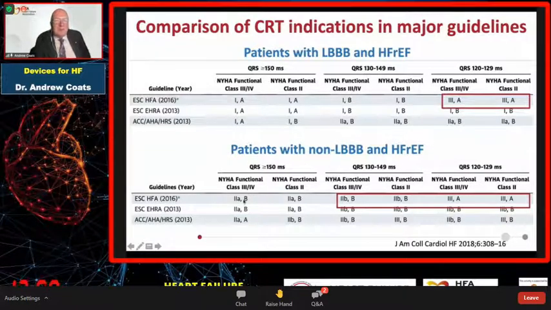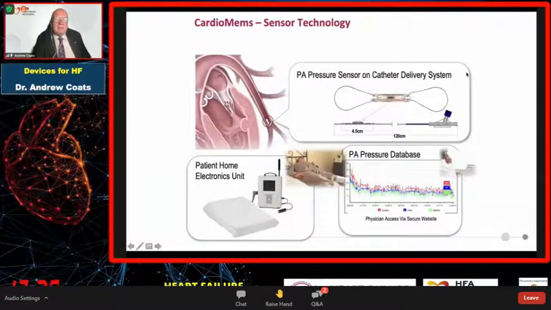The recommendations are slightly softer in patients with a non-left bundle branch pattern, because most of the trials included left bundle branch block and the benefits more clearly evident in patients with left bundle branch block. So the only recent improvement in this field is that of the recognition of the lower limit for QRS to recommend CRT. Of course, there are other devices that are not therapeutic directly, but are indirectly.